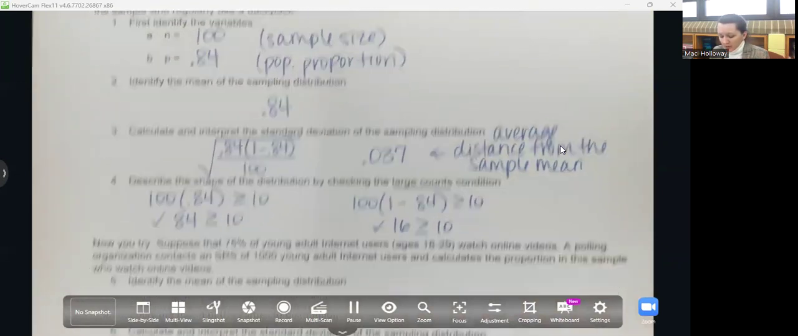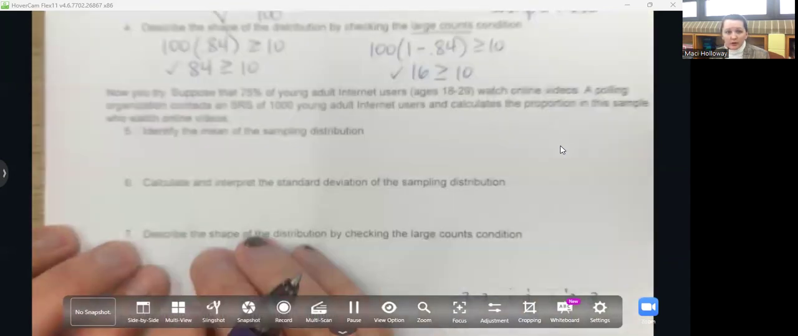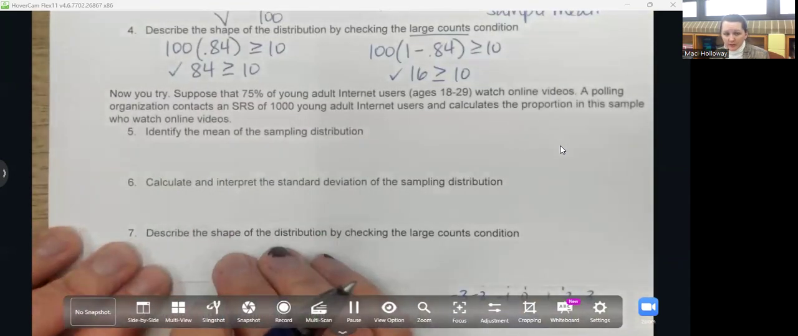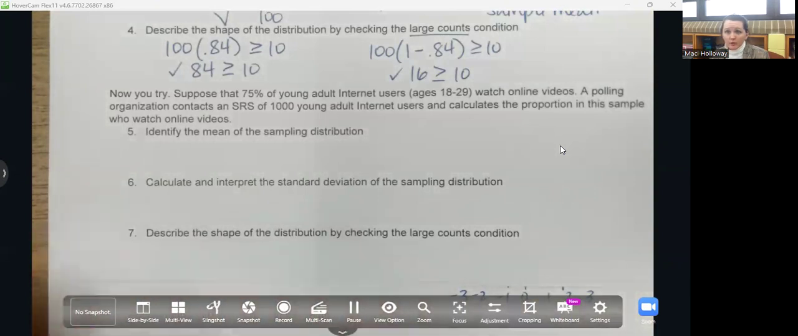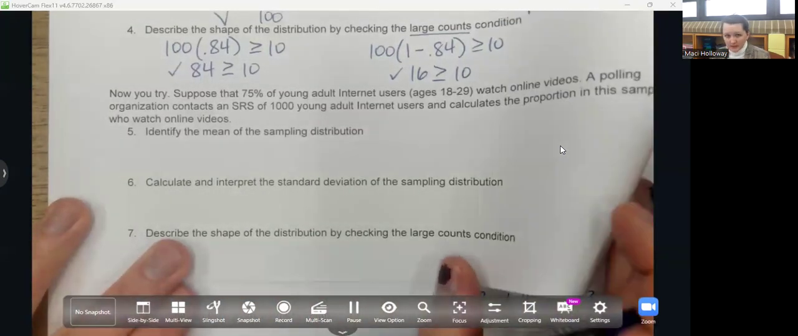All right, now it's your turn. Go ahead and try this next one down at the bottom. Check with your partner and then come back. You can pause the video.